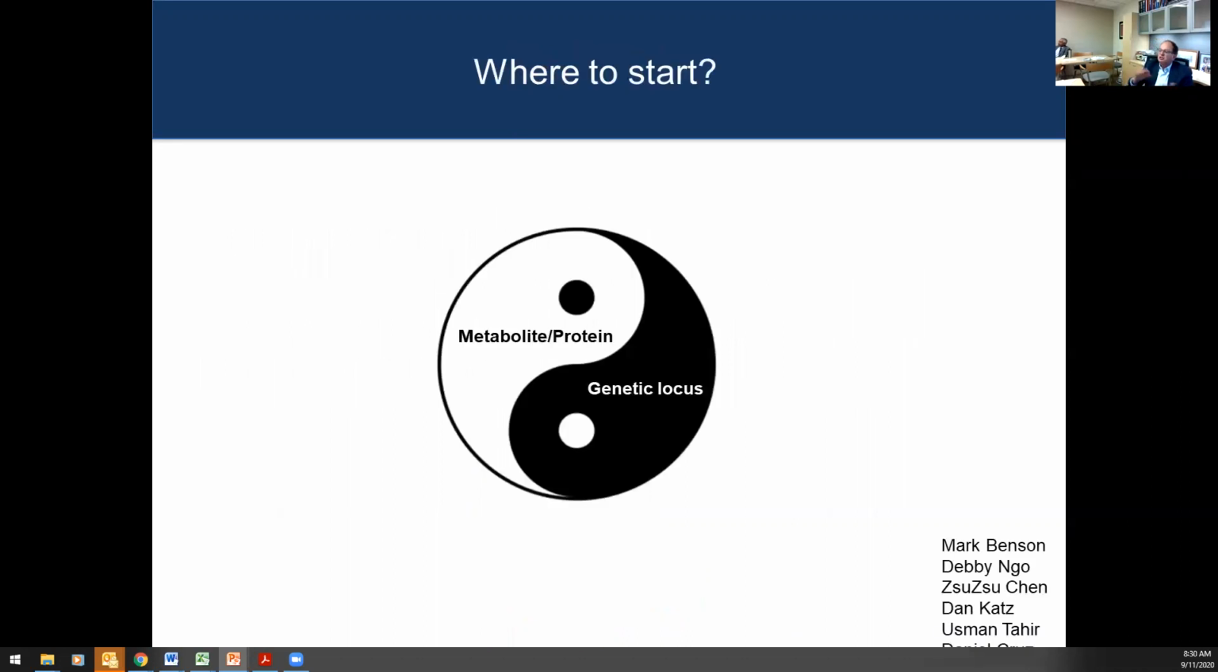So where are we going to start, okay? And the work I'm going to be showing today really is from Mark Benson and Debbie No and Zuzu Chen, who's an endocrinologist who works in the group, Dan Katz, Usman Tahir, and Dan Cruz, who unfortunately was cut off the bottom of this slide inadvertently. So where are we going to start?